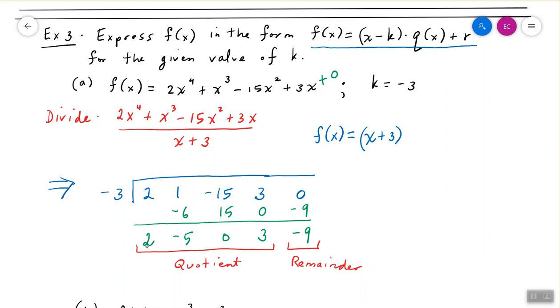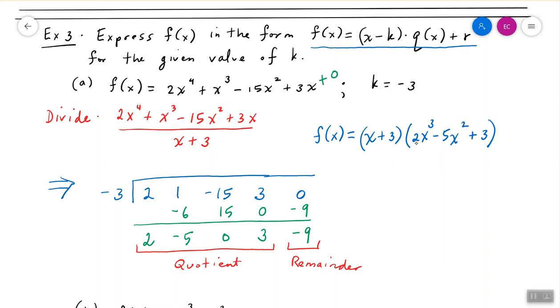What power do we start with? F of x started with x to the 4th, so the quotient starts one smaller, with x to the 3rd. So we'll have 2x to the 3rd minus 5x squared plus 0x. I won't write that. Plus 0x simplifies away, and then the constant at the end is 3.